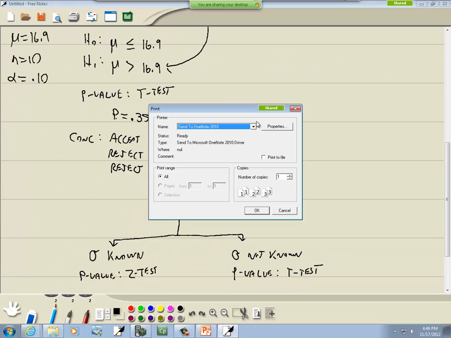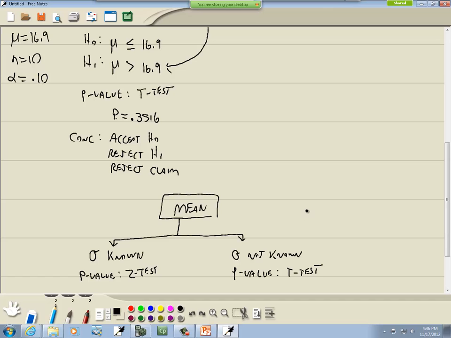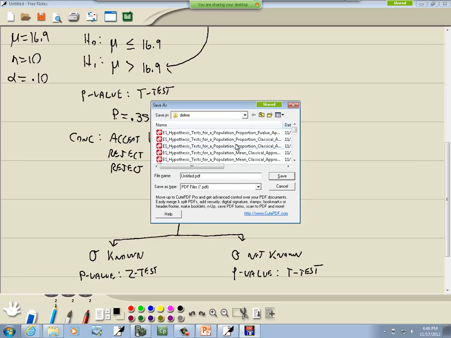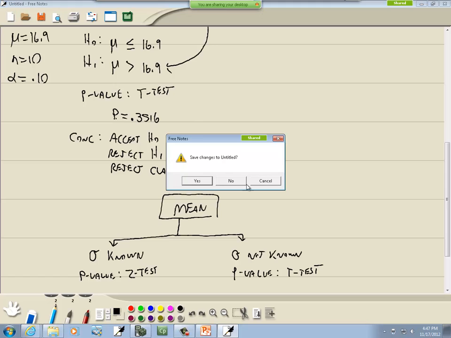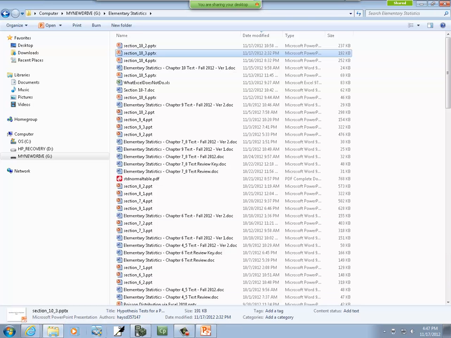Go ahead and save that. Okay. Hypothesis test for a population mean, p-value approach, TI-84, beta 01. Yeah, that looks good. And let me stop the recorders.